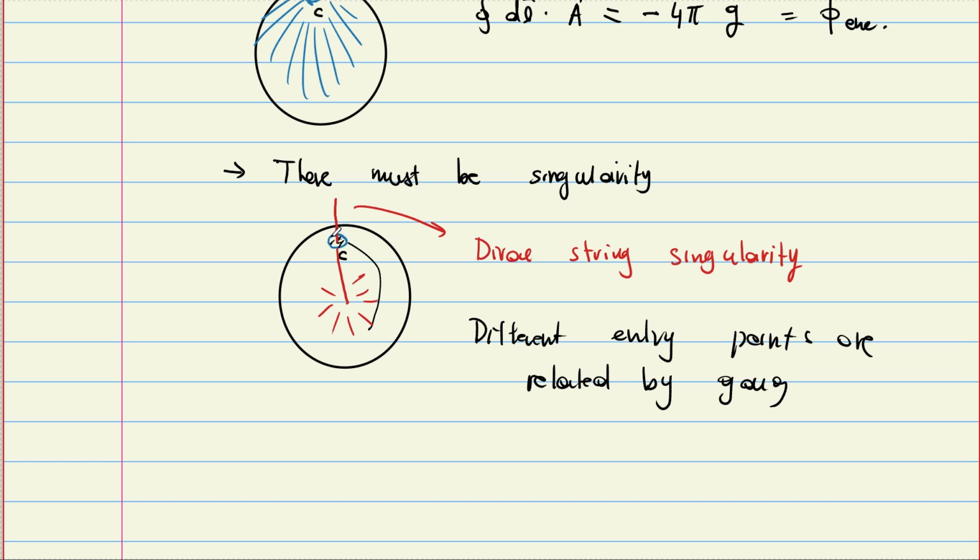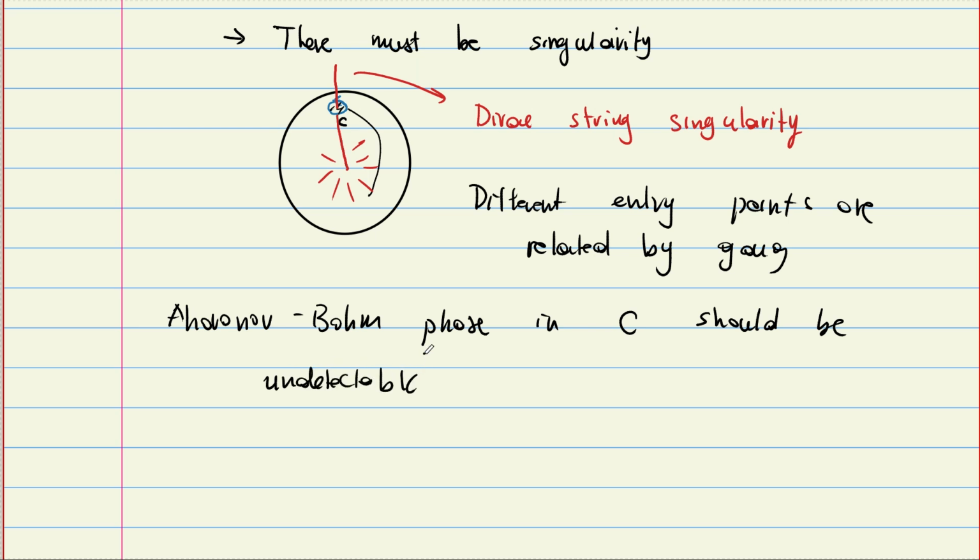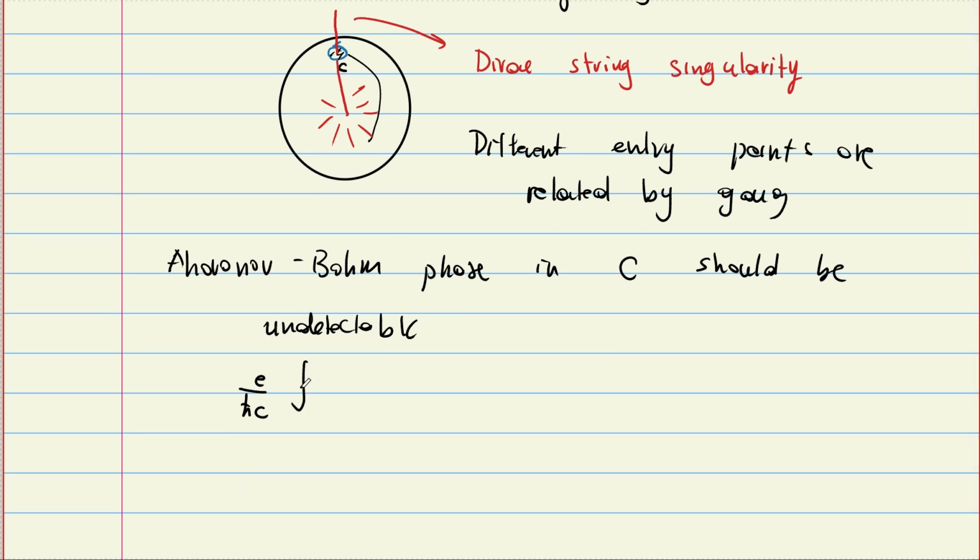a curve, like this blue curve, the Aharonov-Bohm phase picked up by this blue curve should be undetectable. If you can detect something gauge dependent like this, you are in trouble, right? He said the Aharonov-Bohm phase in this blue curve C should be undetectable, and this one is going to give us e over h bar c. This is our beloved Aharonov-Bohm formula, exactly the same thing.